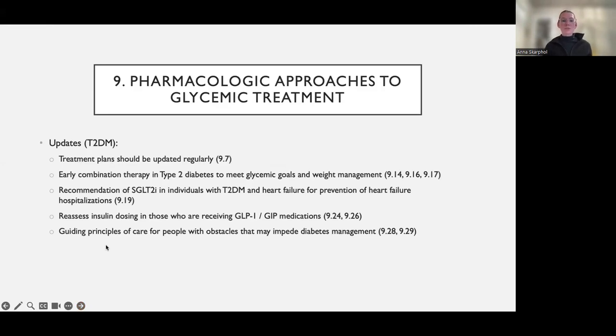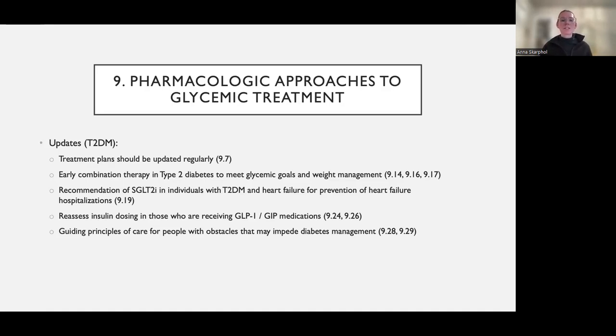And then there were some updates for type 2 diabetes as well. A lot of these are things we've already talked about, but just the importance of updating treatment plans regularly, not just putting a patient on an insulin regimen and then never adjusting it. Using early combination therapy to help patients meet glycemic goals right away, and also really help them manage their weight. And so, like we mentioned before, that's using those GLP-1s or other medications to help a patient lower their weight to get a tighter control on their diabetes.